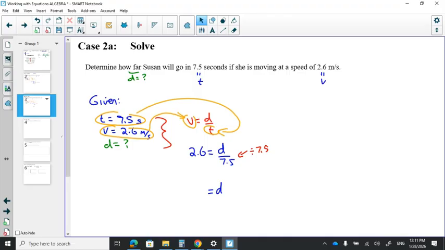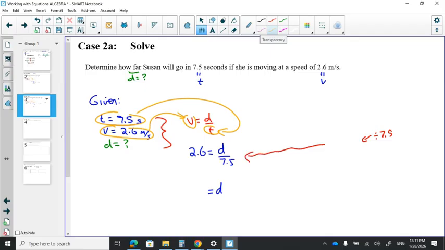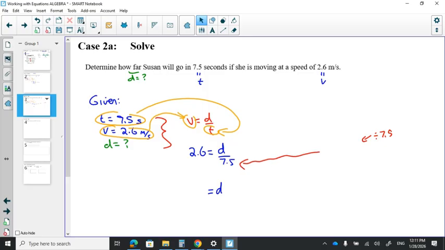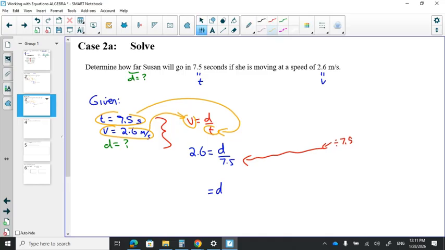We want D, distance. So what do we do to get rid of a divide by 7.5? We multiply, right? I'll just point out that this is a divide by 7.5. I'll leave it like that, good enough. But yeah, we're going to undo this, so we're going to undo it with a multiply by 7.5.